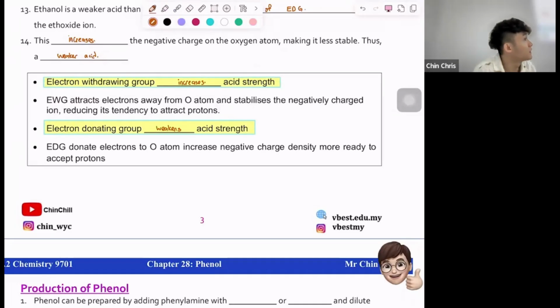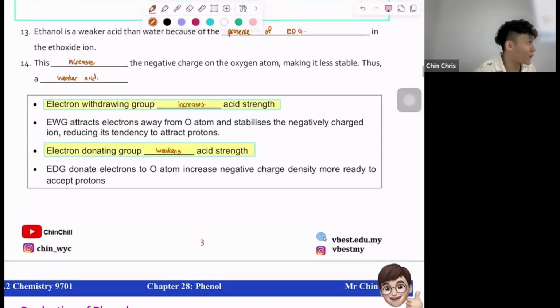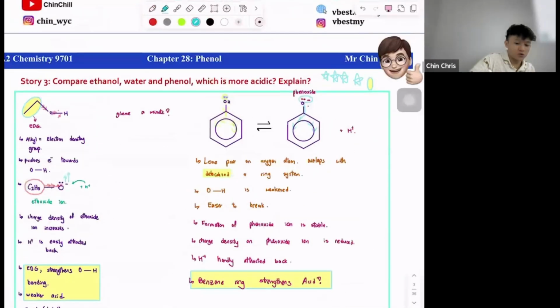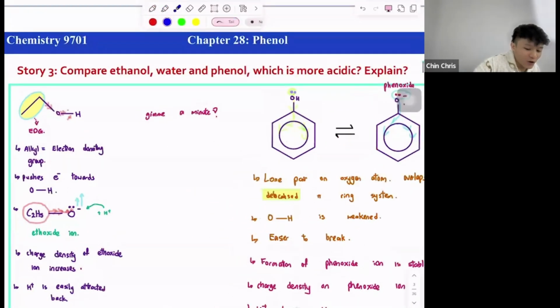Understand? Correct. It lowers the charge, or it's stealing all the electrons here. So when it's stealing the electron, this bond is easily broken. Then stronger acid. Okay?